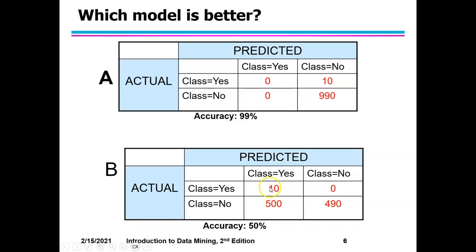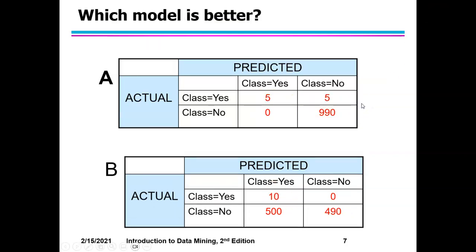In case B, the accuracy is 50%. Why? Because on the diagonal, let me highlight this again for you, we need to look at the diagonal here, and here also the diagonal. Then we find the accuracy by dividing by the total A, B, C, D, and the total A, B, C, D is 1000.